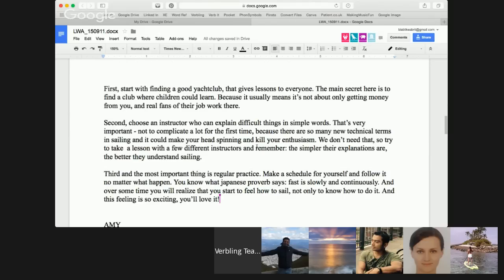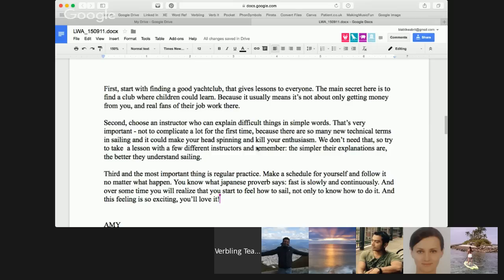First, start with finding a good yacht club that gives lessons to everyone. The main secret here is to find a club where children could learn, because it usually means it's not about only getting money from you and real fans of their job work there.